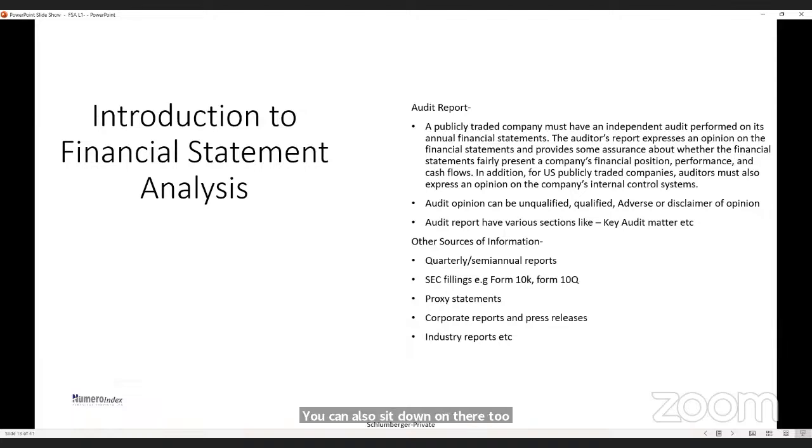Then the audit opinion can be qualified, just like we talked about: qualified, unqualified, adverse, or disclaimer of opinion, right? What is a disclaimer of opinion? Can somebody just quickly give me anything on that?